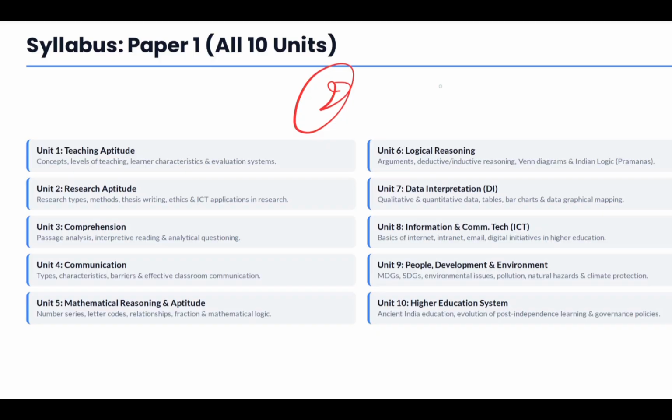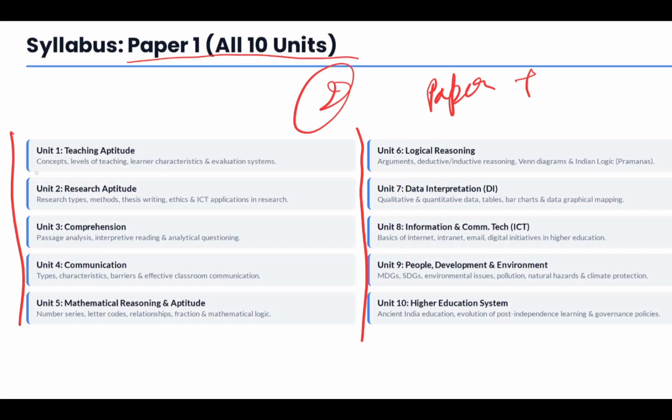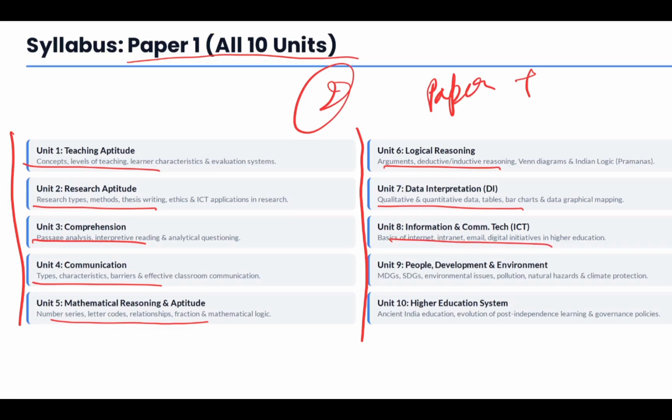Papers in the examination, paper 1 and paper 2. Let's talk about the syllabus of paper 1. Paper 1 is divided in 10 units, and these are the 10 units: teaching aptitude, research aptitude, reading comprehension, communication, mathematical reasoning and aptitude, logical reasoning, data interpretation, information and communication technology, people, development and environment, and higher education system. So this is the syllabus of paper 1.